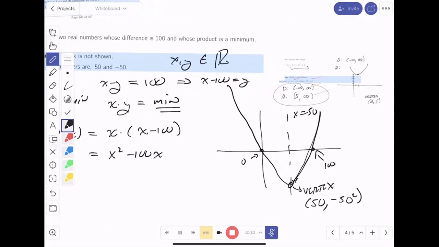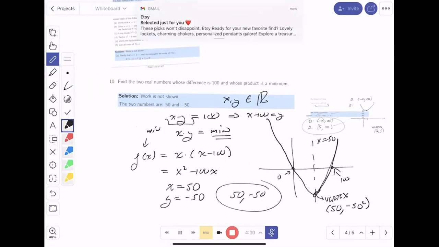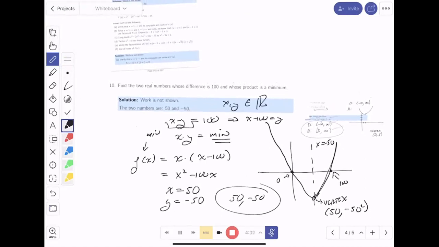All right, what was our question, though? Find two numbers. I already know one. x is 50. What's the y, though? Well, if you look at it, the y value would have to be minus 50 in this case. So what are the two numbers? The two numbers are 50 and minus 50. What are you going to do? Look at the answer key. Make sure that you're staring at that answer, and you are. It says 50 and minus 50.